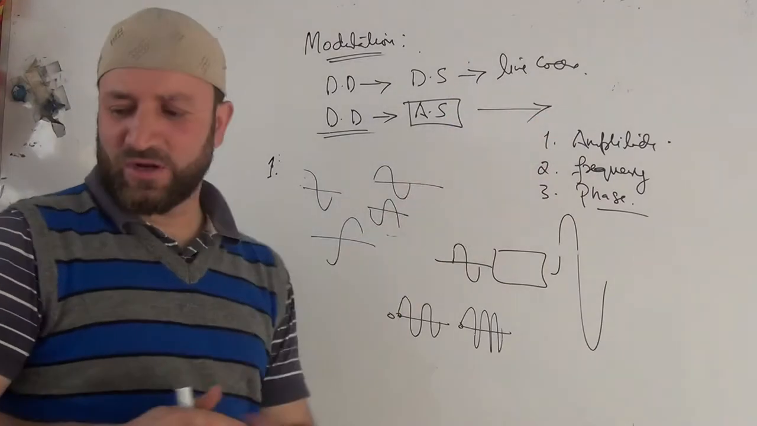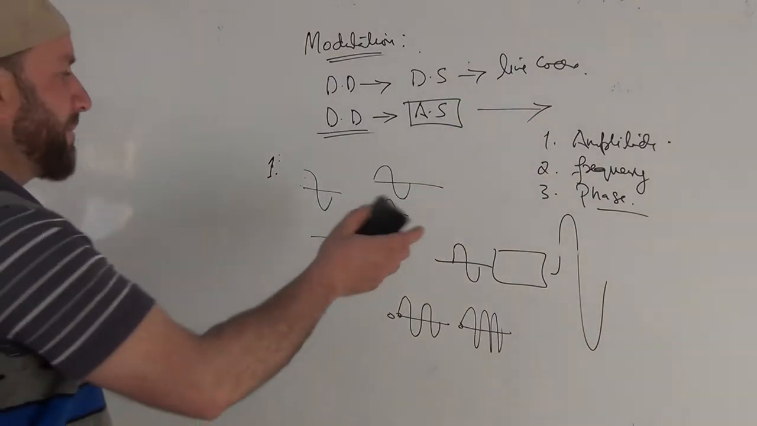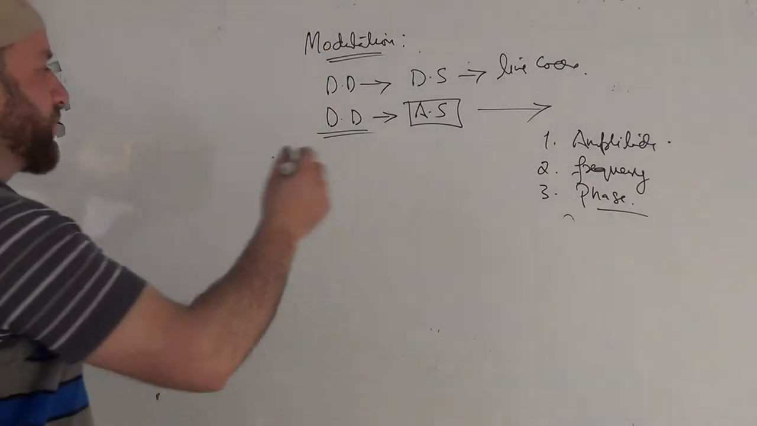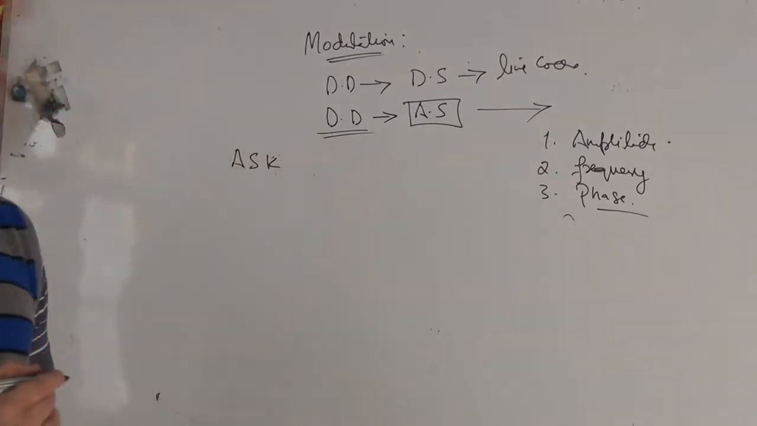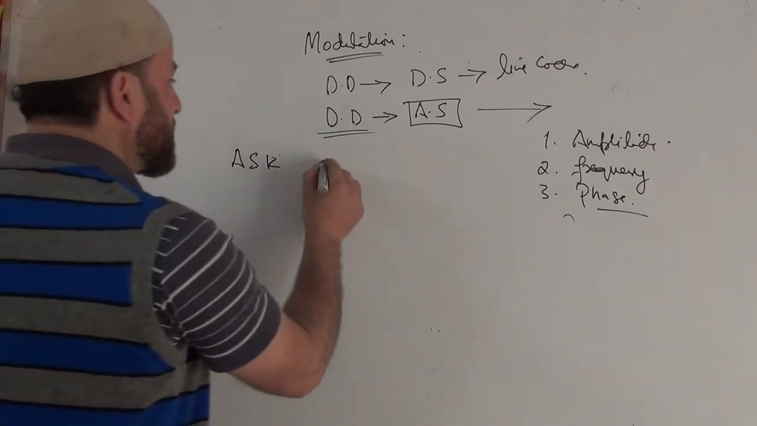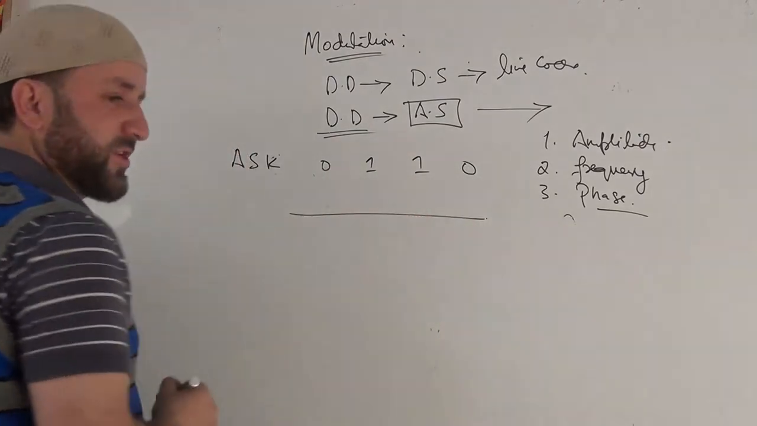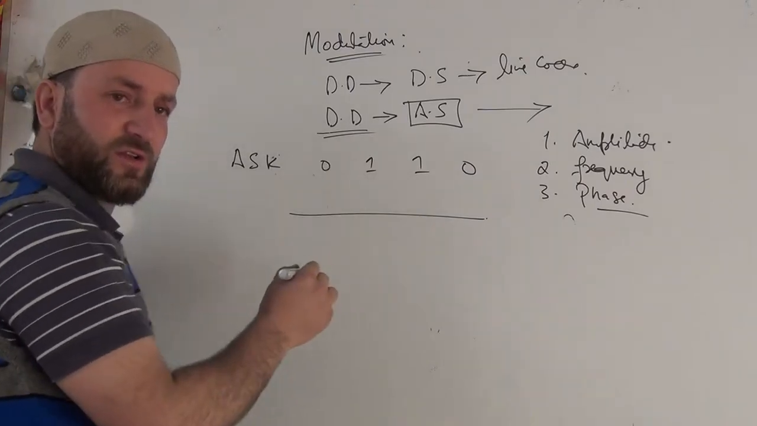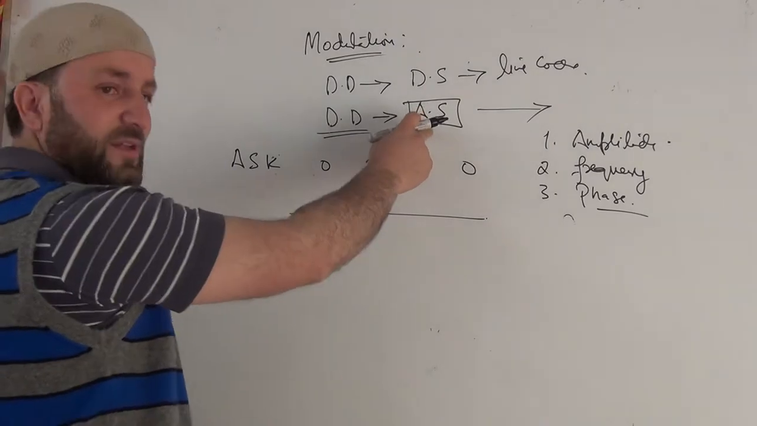Okay, so we have three tools to represent our data. One is amplitude, another is frequency, and the third is phase. In amplitude, we have ASK. First thing is ASK, amplitude shift keying, where we use two different amplitudes to represent data. Let's say, for example, this is 0, 1, 1, 0, and I want to represent it. Should I say square wave or sinusoidal? Sinusoidal, because this is analog. We are converting it to an analog signal.